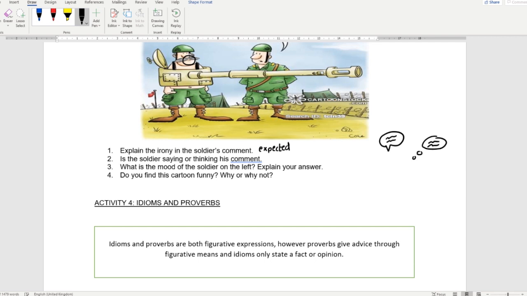3. What is the mood of the soldier on the left? Explain your answer. As you can see, I already highlighted it here. He is smiling, as you can see over there. Smiling. Yeah, there we go. Let me put in some teeth for you. So this shows you that he is happy. So what is his mood? Happy. How do I know this? Explain your answer. He is smiling. It's a 2-part question or answer that you'll have to give.